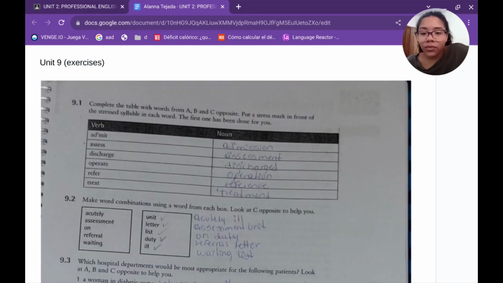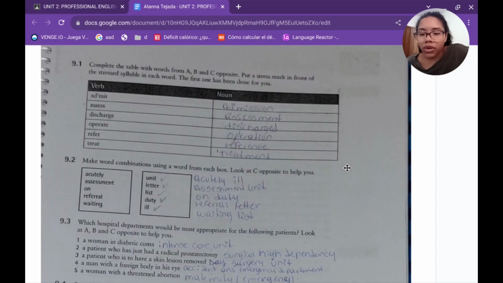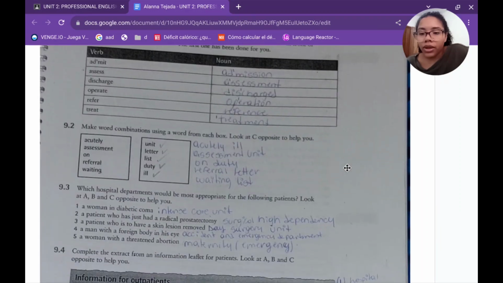Complete the table with words from A, B, and C opposite. Put a stress mark in front of the stressed syllable in each word. The first one has been done for you. So we have as a verb admit, as a noun admission. Assess, assessment. Discharge, discharge. Operate, operation. Refer, reference. Treat, treatment.